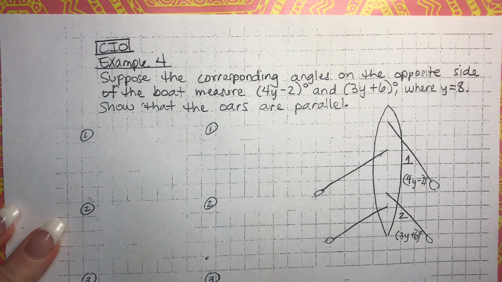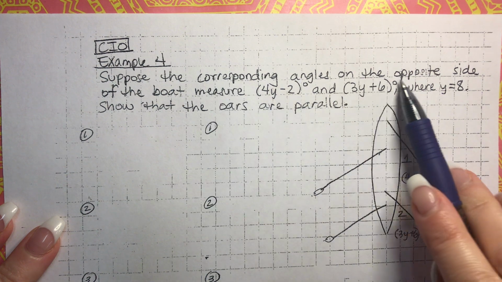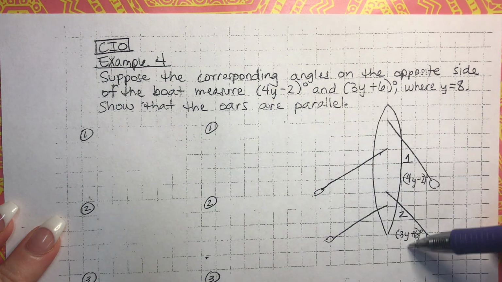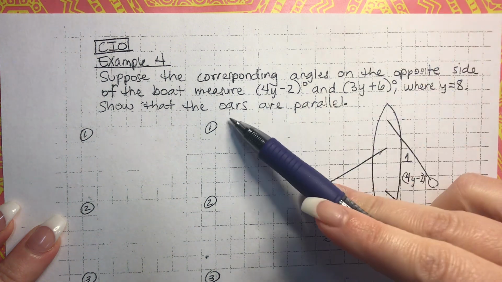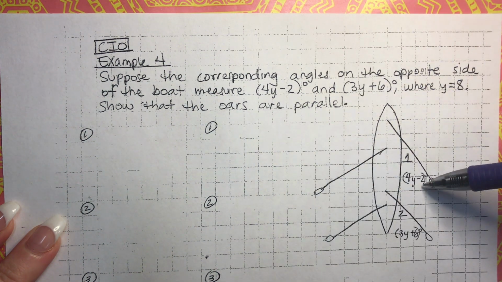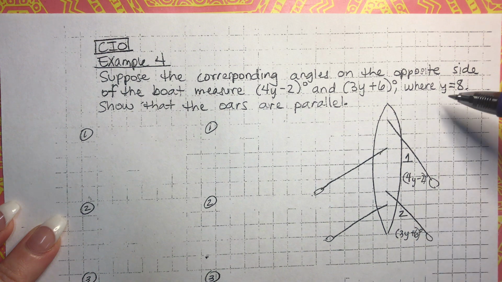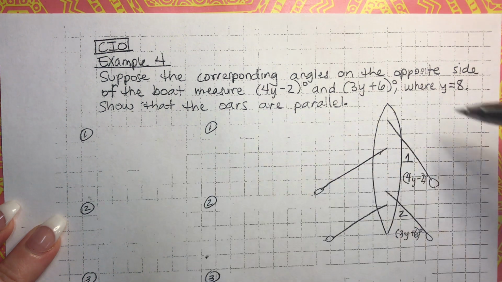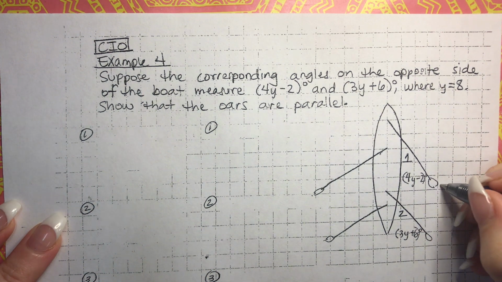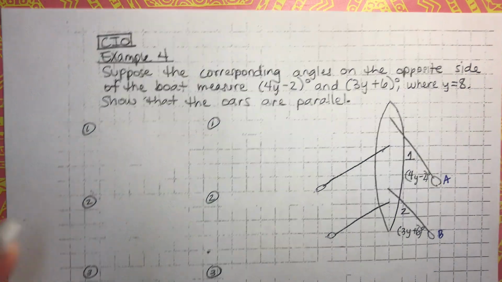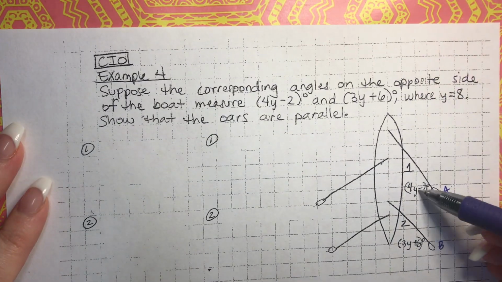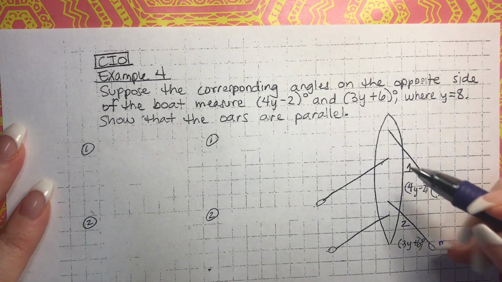Okay, let's see how you did. It says, suppose the corresponding angles on the opposite side. Oh, they're telling us that they're the corresponding angles. That's nice. Angle 1 and angle 2 measure 4y minus 2 and 3y plus 6, where y equals 8. Show that the oars are parallel. I'm going to call this oar A and oar B, okay? All right, so basically these are corresponding angles, right? Do you guys see that?